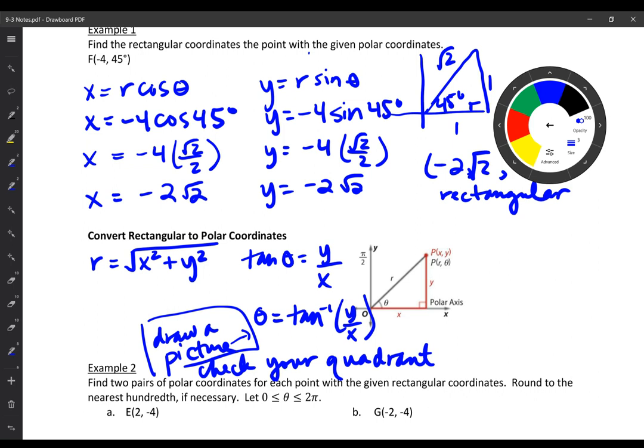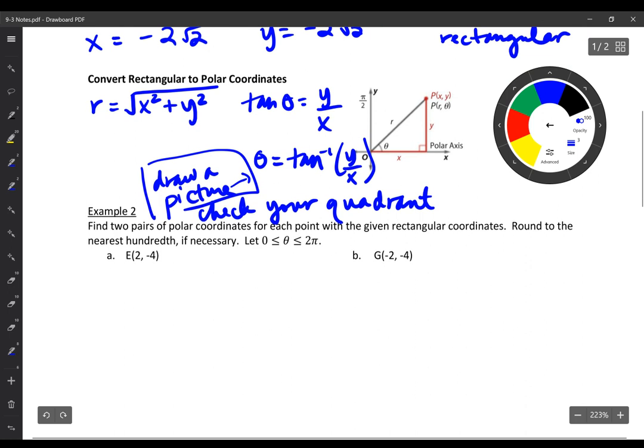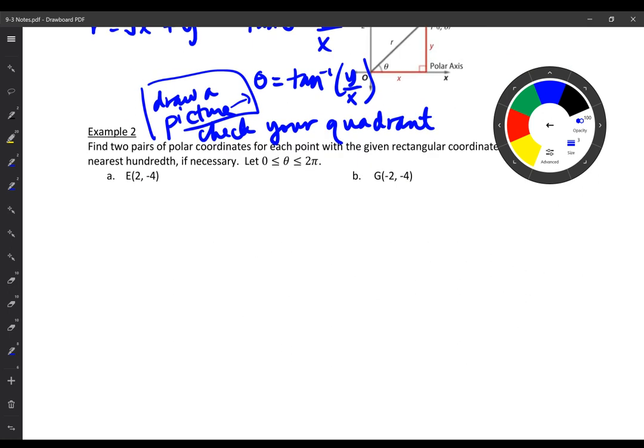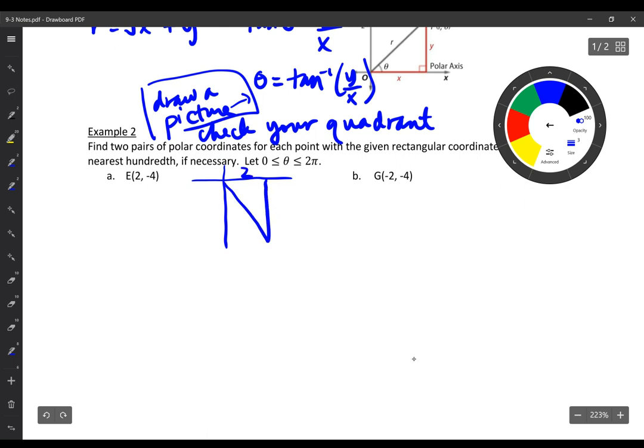So we're going to look at a couple of these. And this time around, I do mean 2 of these because these are a little bit trickier, especially depending on what quadrant we're in. So I always want to sketch when I am working with rectangular. And remember, we're trying to change these to polar. So I'm going to draw this one. And I have 2 and I have negative 4.